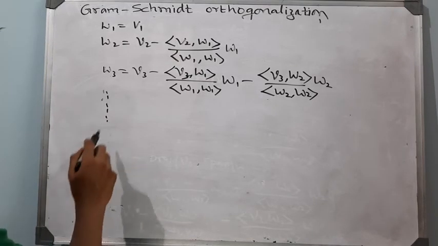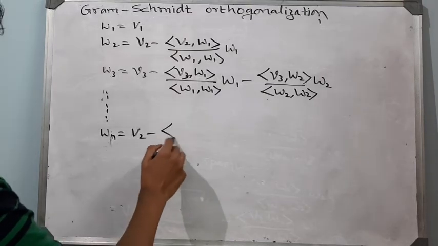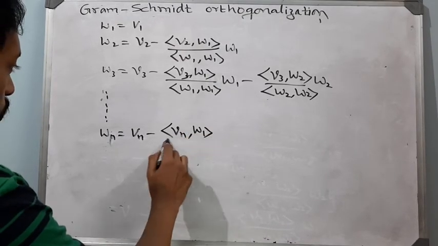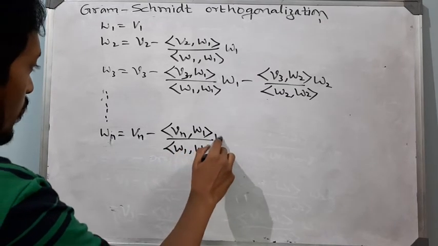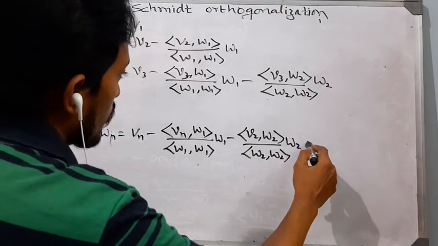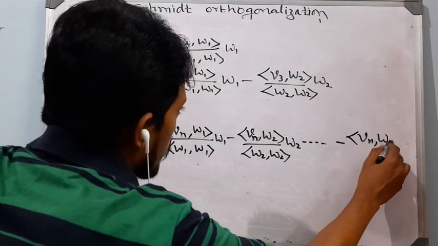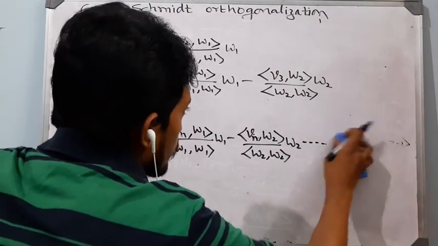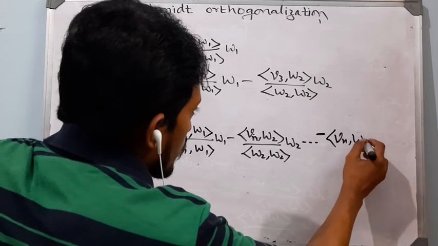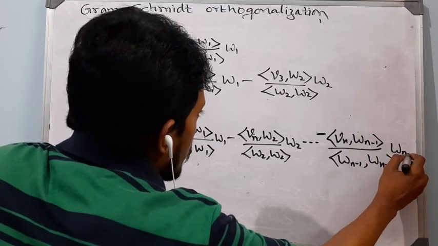Continuing this process, we continue until we get Wn, which is Vn minus the inner product of Vn with W1 over W1, W1 times W1, minus the inner product of Vn with W2 over W2, W2 times W2, and so on, up to minus the inner product of Vn with Wn minus 1 over Wn minus 1, Wn minus 1 times Wn minus 1.